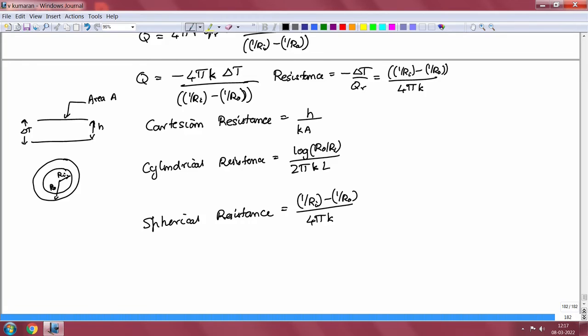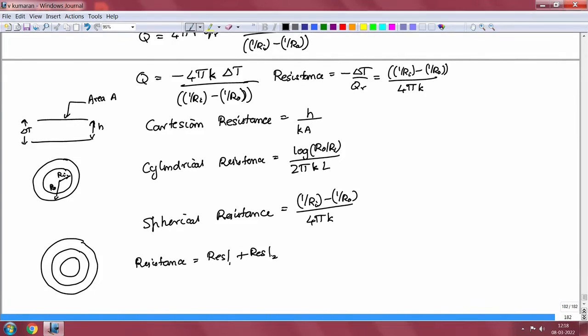So, in the spherical coordinate system, if I had, for example, a series resistance, say two concentric shells, the total resistance will be the resistance of the first plus the resistance of the second. For each of these, you will have an inner and outer radius. So, for each you take (1 by Ri minus 1 by Ro) by 4 pi k to get the resistance of the individual spherical shells, and then add up these resistances to get the total resistance. Once you do that, you will find that the total delta T across the whole thing is equal to the resistance of the first plus the resistance of the second, into the total heat transfer rate.